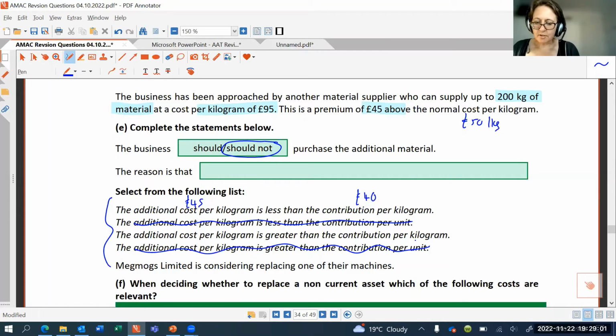So the additional cost per kilogram is less than the contribution per kilogram. Well, it's not at all. The additional cost per kilogram is actually greater than the contribution per kilogram. So that would be my answer. So I should not go ahead because the additional cost of a kilogram is greater than the contribution of a kilogram.